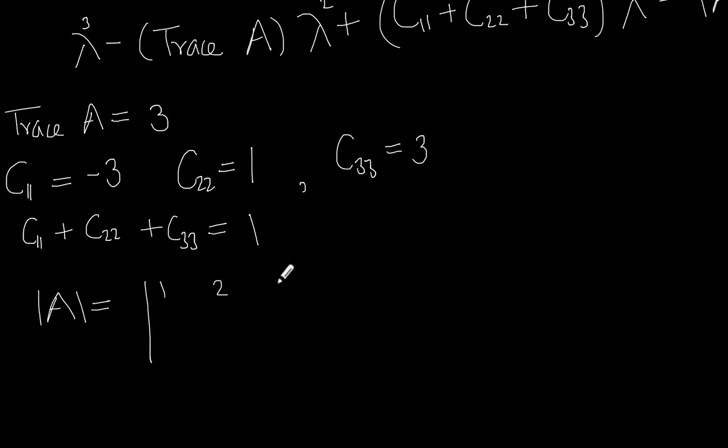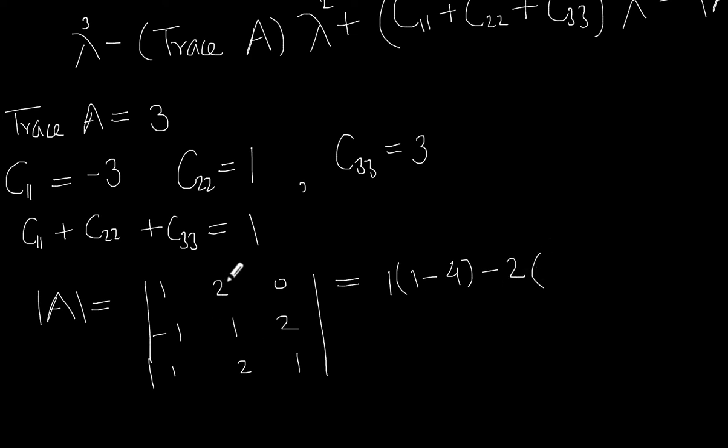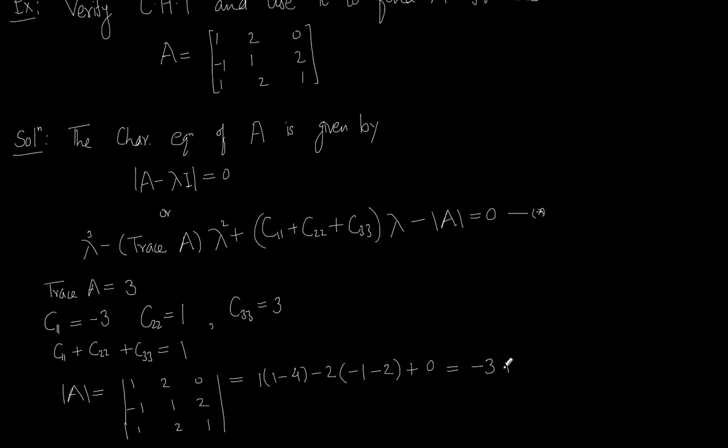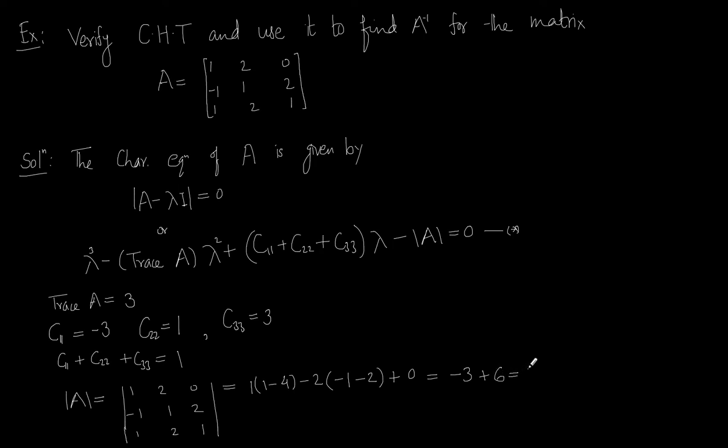We will calculate the determinant of the matrix by cofactor expansion along the first row. You know how to calculate it. For the corresponding entry, you can remove the first row and column and then find the determinant of the remaining 2 by 2 matrix. Similarly, minus 2 plus 0, because 0 is the cofactor, so plus 6. That means the determinant of A is 3.